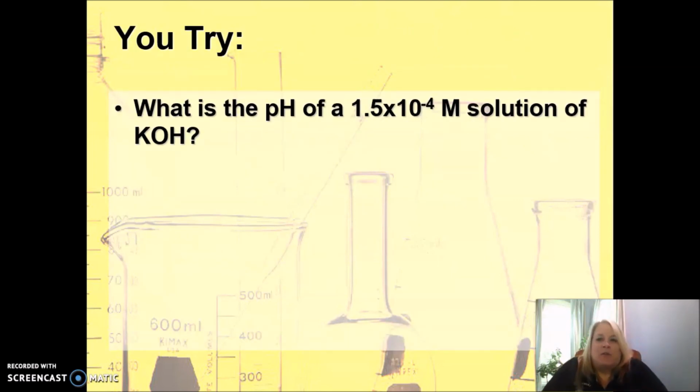All right, try this one more time. What is the pH of a 1.5 times 10 to the negative fourth molar solution of potassium hydroxide? Again, strong base, so that means that's the concentration of hydroxide. If you got 10.17, you are correct.